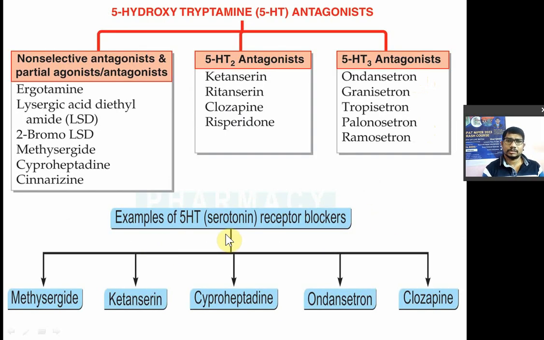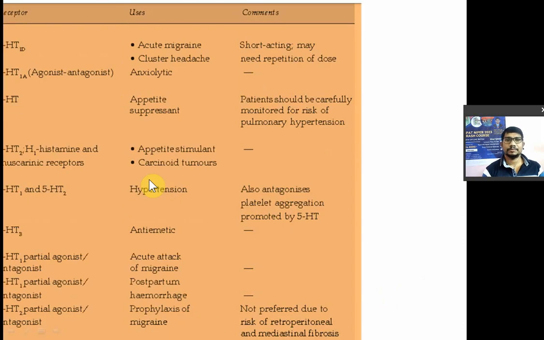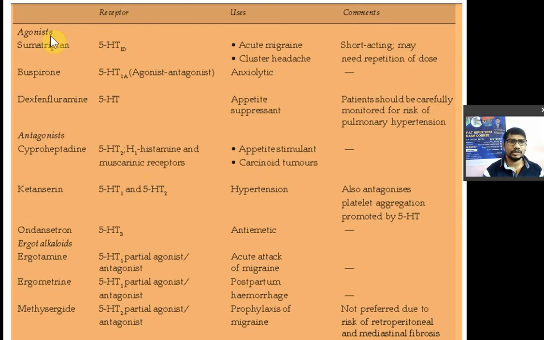Examples of 5HT receptor blockers: methysergide, ketanserin, cyproheptadine, ondansetron and clozapine. Now we'll see the next part. Different types of receptors, their agonist drugs and antagonist drugs, their uses and a few comments. So in short I will revise this chapter.